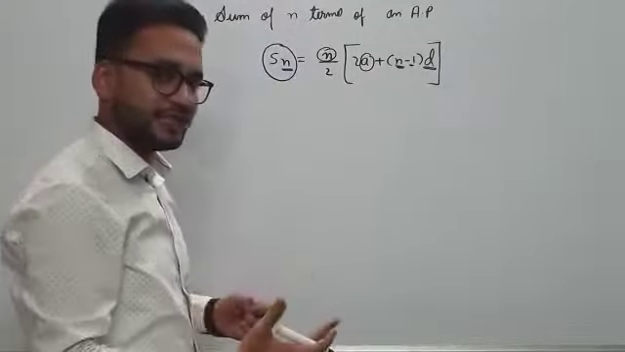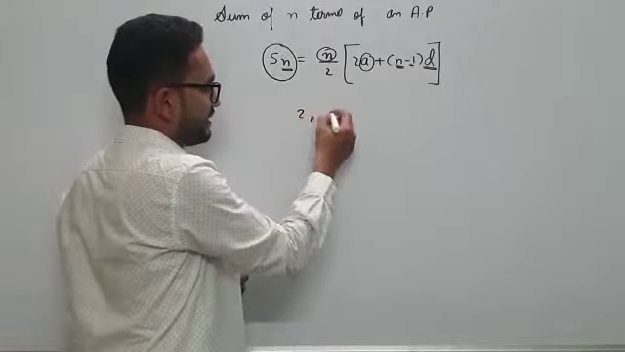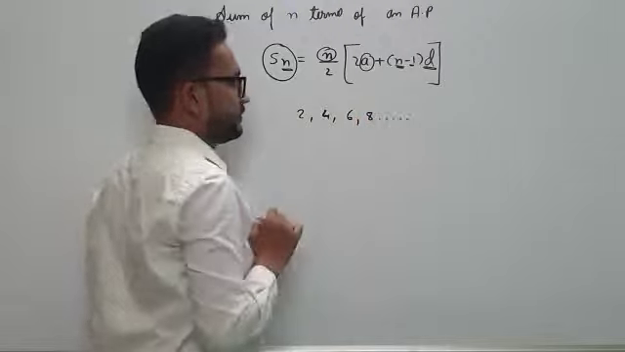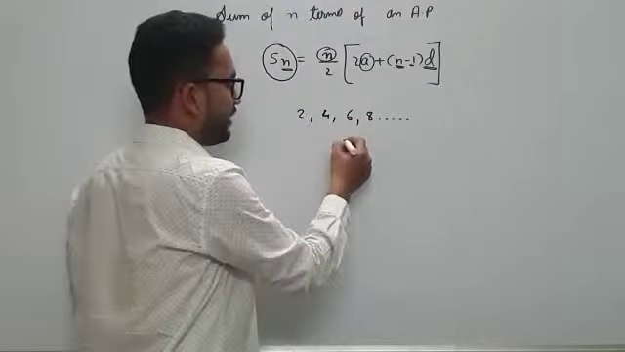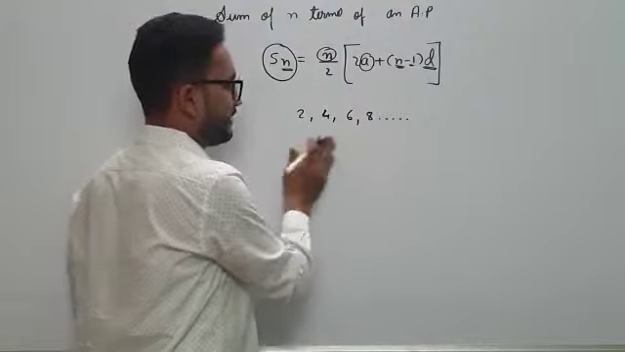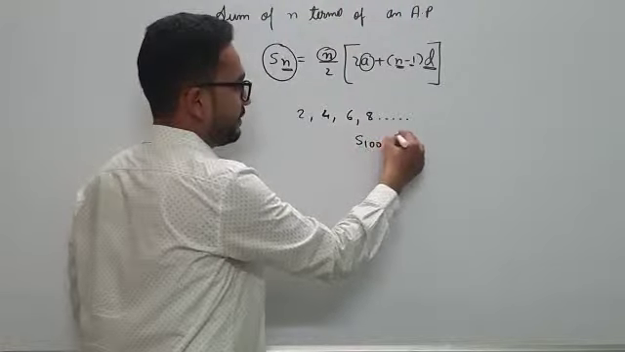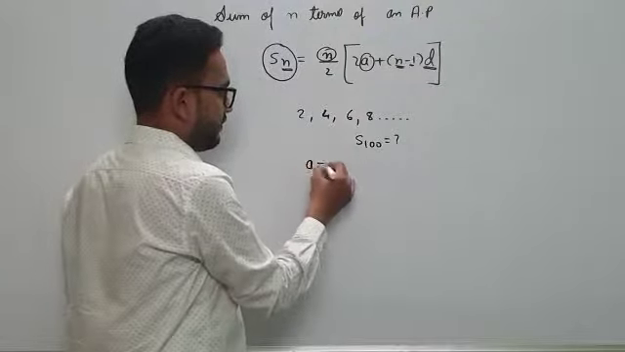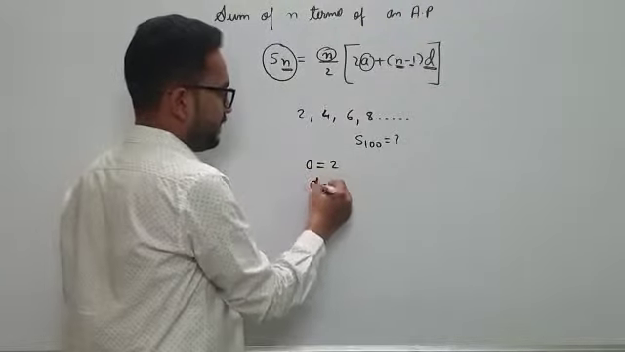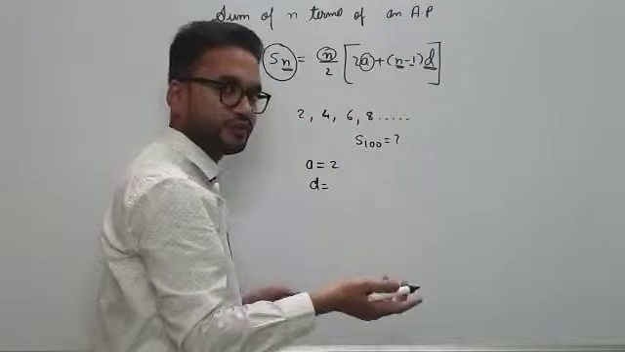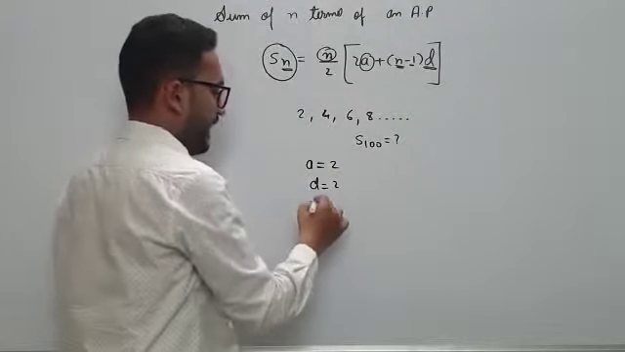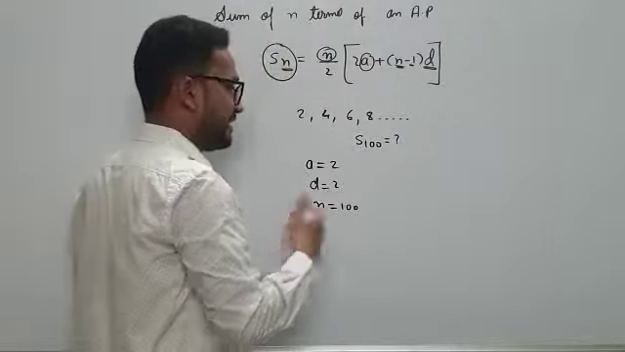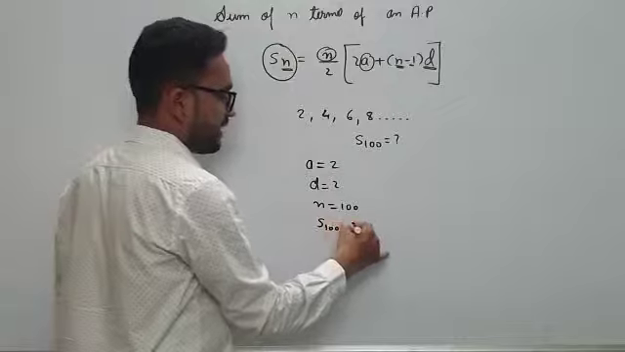So we will start with the basic question here: 2, 4, 6, 8 and so on. If we are planning to calculate the sum of 100 terms, that is S100, what will be the value of that? Let us calculate this. Here a is 2. The difference is 2, since obviously it is increasing by 2. n is 100, as the question asks for the sum of 100 terms. So S100 is expected from us.